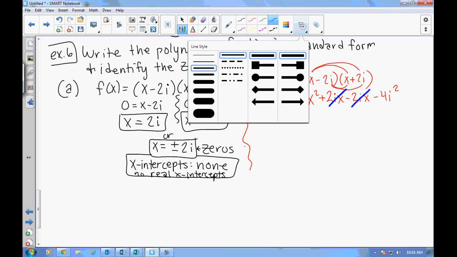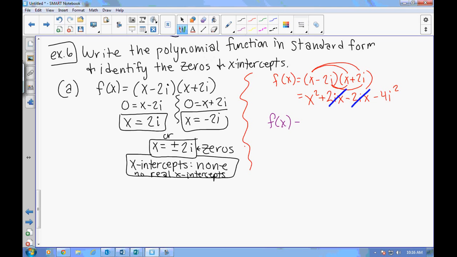Okay? So the standard form is f of x equals x squared minus 4 times, what is i squared? Negative 1. So negative 4 times negative 1 is just positive 4. This is standard form. And by the fundamental theorem of algebra, which is in your book, page H42, Theorem 100. Are you on H42? Theorem 100. Fundamental theorem of algebra, what does that say?